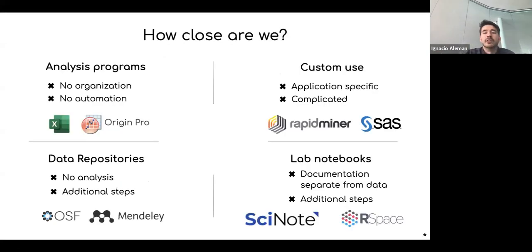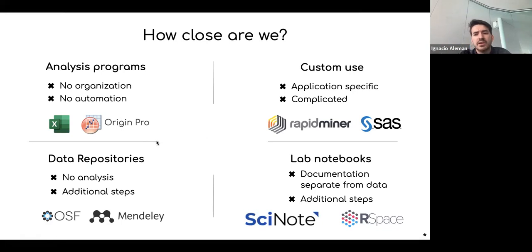And indeed, if we ask the question, how close are we? Where are we right now? In some sense, yes, everything is possible in terms of what open science asks for. We have these open repositories. There are lab notebooks. There are analysis programs like Excel. Everyone can share them. But the fact of the matter is, the reality that we are currently in is that each of these solutions has drawbacks.